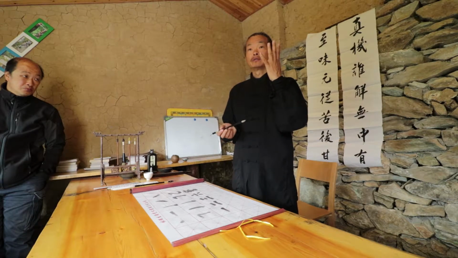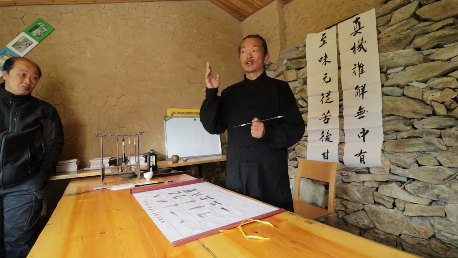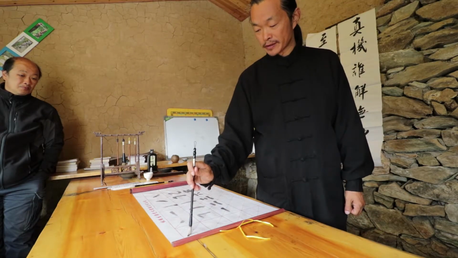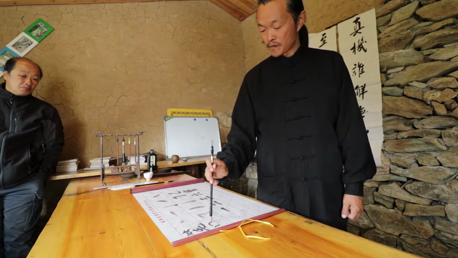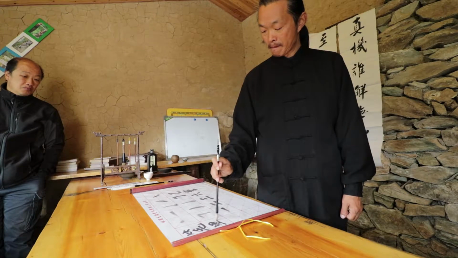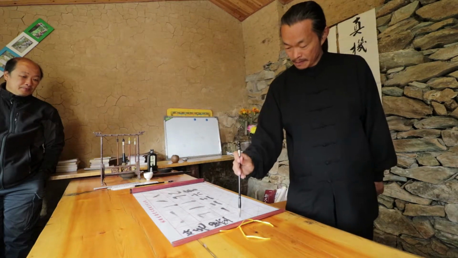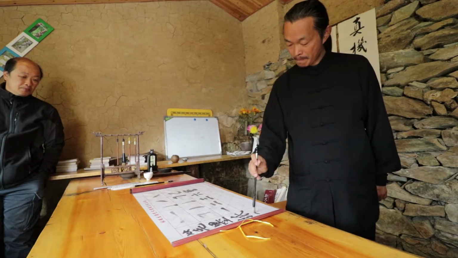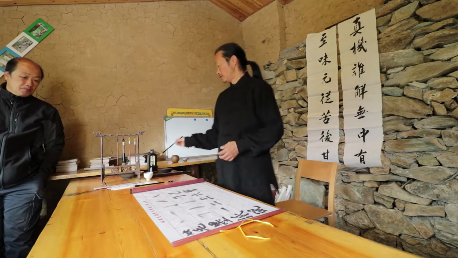They call it 书房四宝, 文房四宝. 文房四宝 means four treasures for a scholar's room. What are they? They are 笔墨纸砚. The four treasures are 笔, 墨, 纸, 砚. These are the four treasures of a scholar's study.